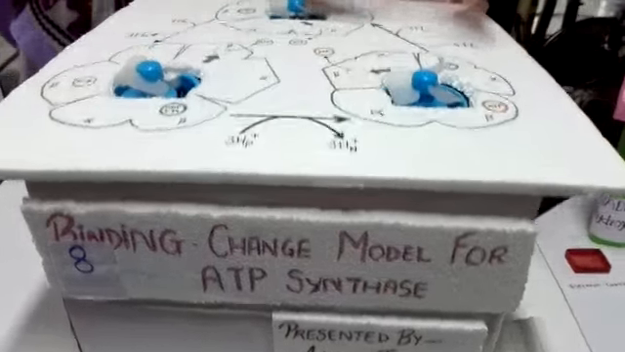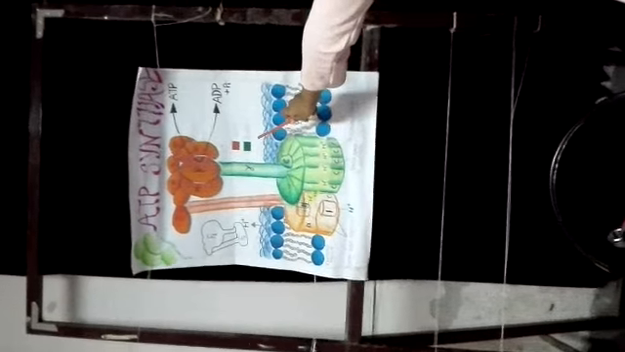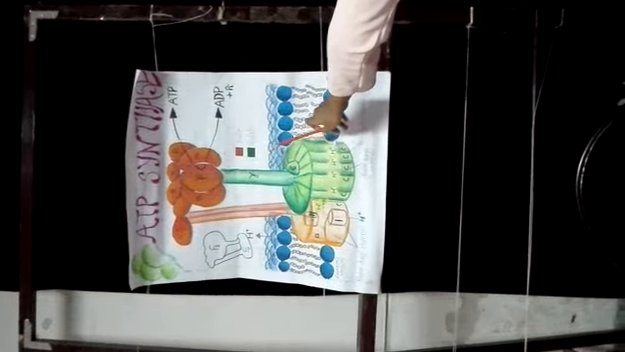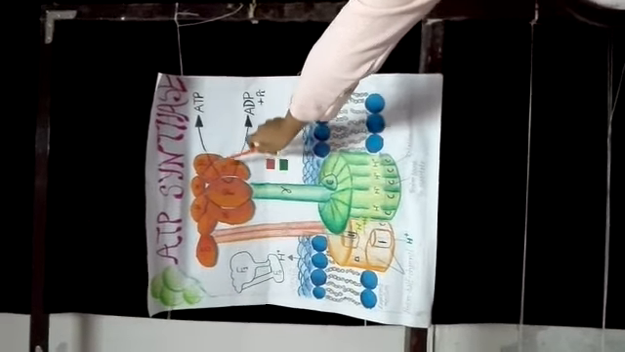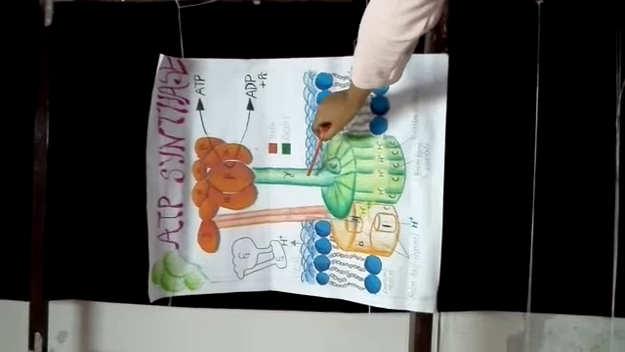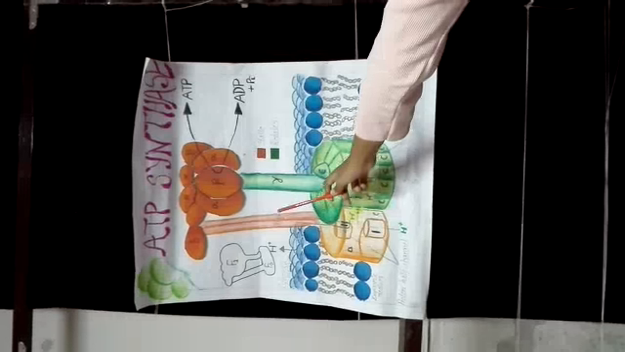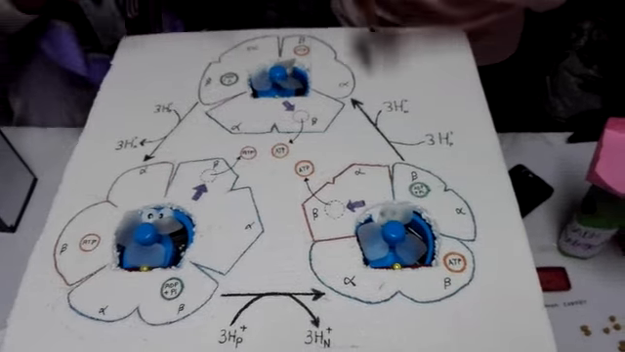Rotational catalysis model of ATP synthase. Basically, ATP synthase is an enzyme that allows the passage of protons through the mitochondrial membrane. It has alternating alpha-beta units and the gamma subunit, which helps it to rotate its shaft. Here we have shown the mechanism by which it produces ATP.